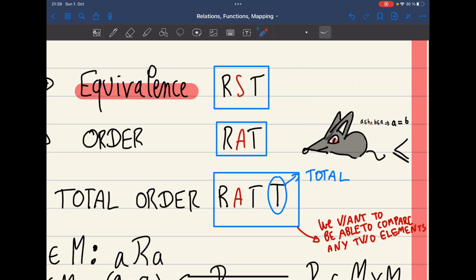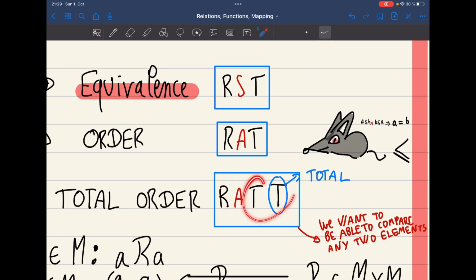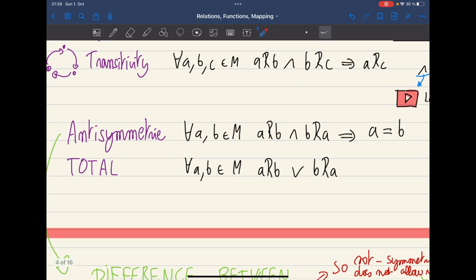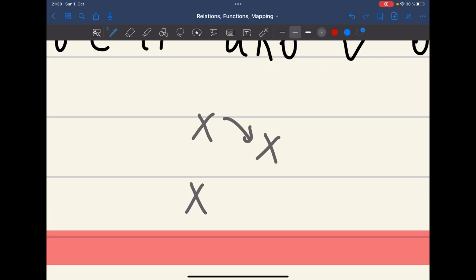To make it even more, so to go further, the first is transitivity, you know this one. A is in relation to B and B in relation to C, then A is in relation to C. And total means that for all A, B of a set, A is in relation to B or B is in relation to A. For example, if you have such a thing, then there is a problem. It's not total because this thing is left alone. If you want to make it total, you have to add the reflexivity.